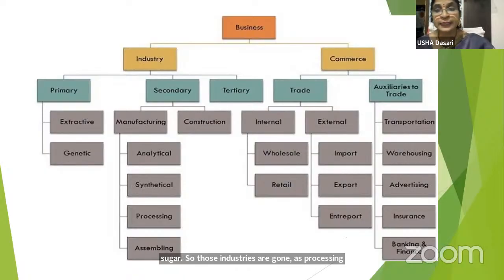And lastly, it is the assembling industry. This industry assembles different components to make a new product, as in the case of electronic items like television, or the cycle, the car, or computers also come under this category. That is the assembling industry.